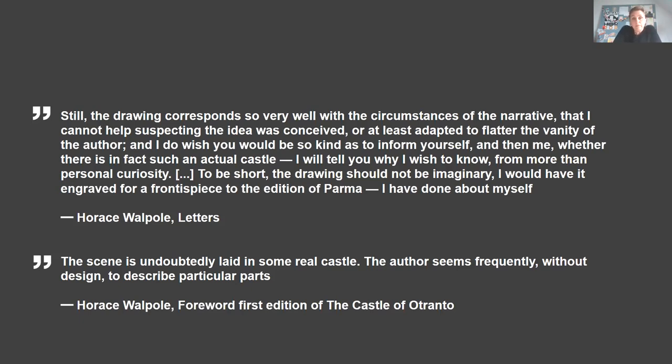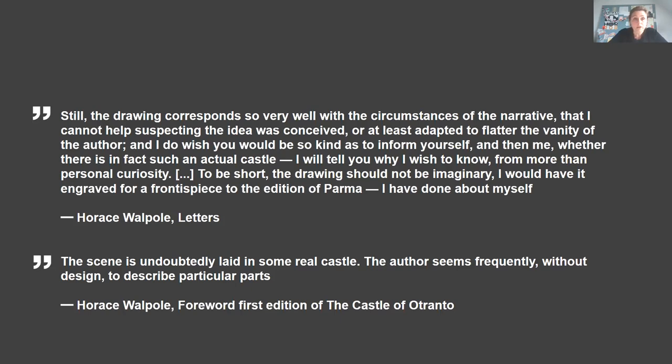So Walpole really thought much of himself, it seems. So he was still curious if the castle was real. It mostly occurred to him that the artist or the architect Reveille would almost flatter him and invent something like that or just draw the conclusion. But of course the building was real. And judging by his formulation, Walpole was attracted by the correspondence between the fiction and reality, as the actual existence of the castle gave weight to his first foreword from 1764.